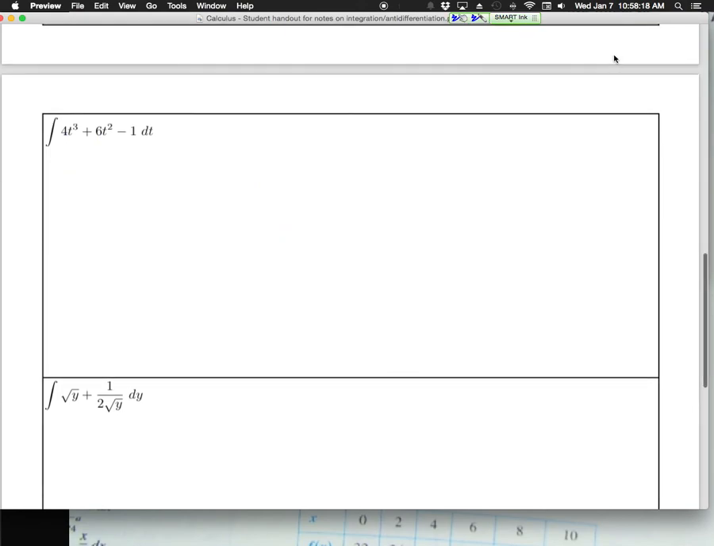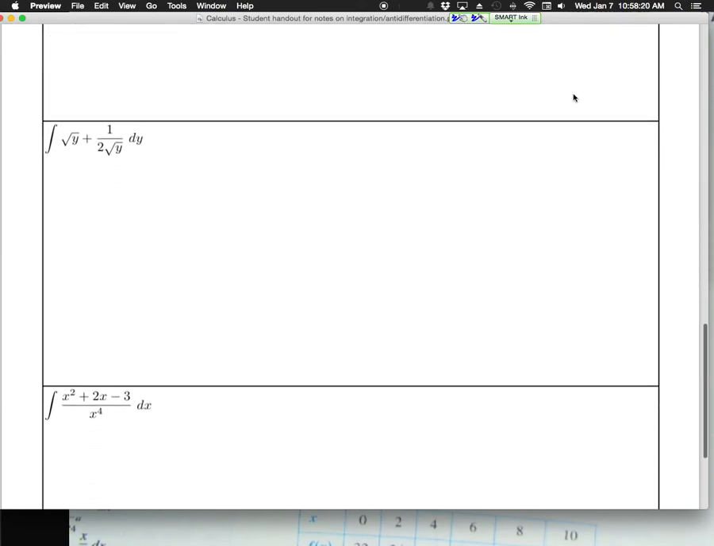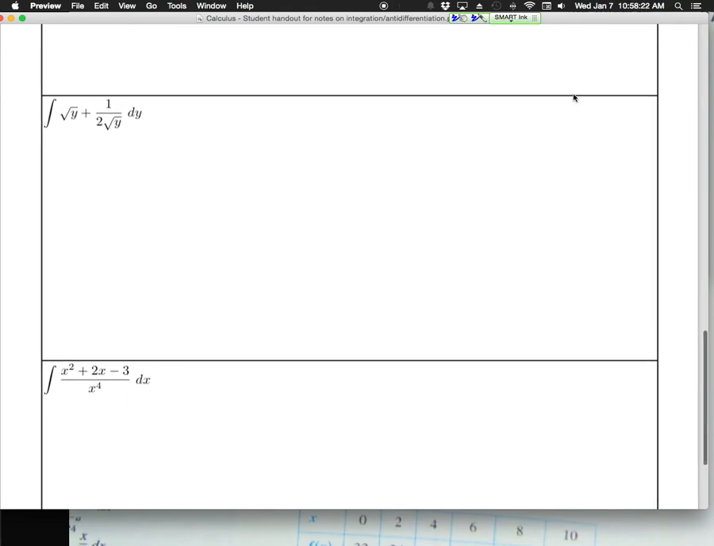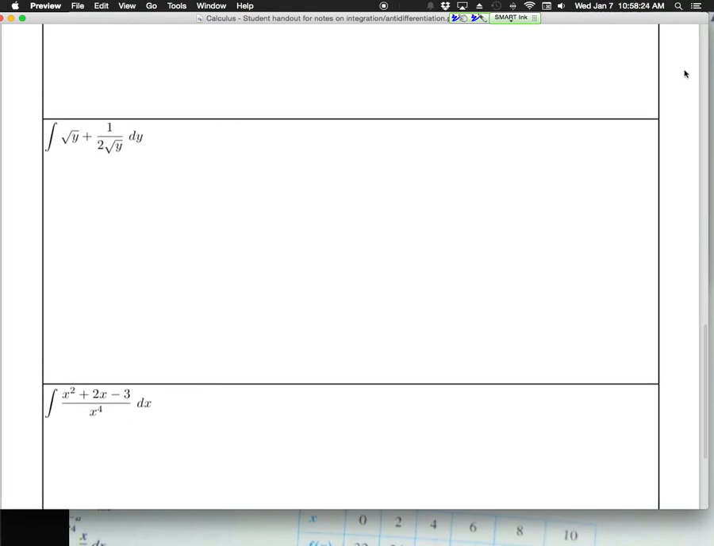And here's the next one. Alright, next one. Two more. I want the integral of the square root of y plus 1 over 2 times the square root of y dy.